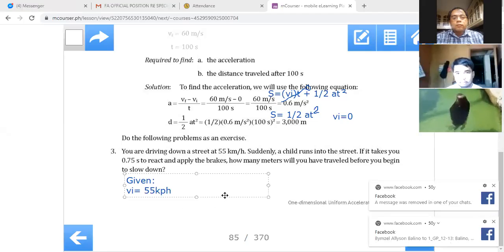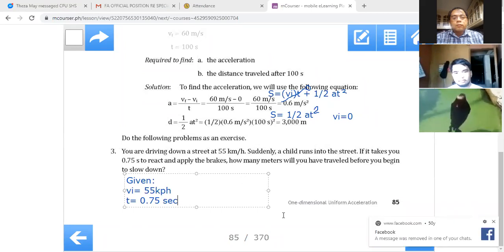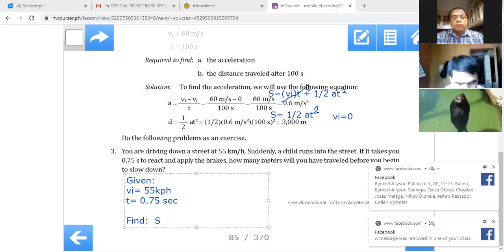So our initial speed there is 55 kph, and what is another given value? Time is 0.75 seconds. What is the question? How much will be the distance needed for you to eventually slow down?